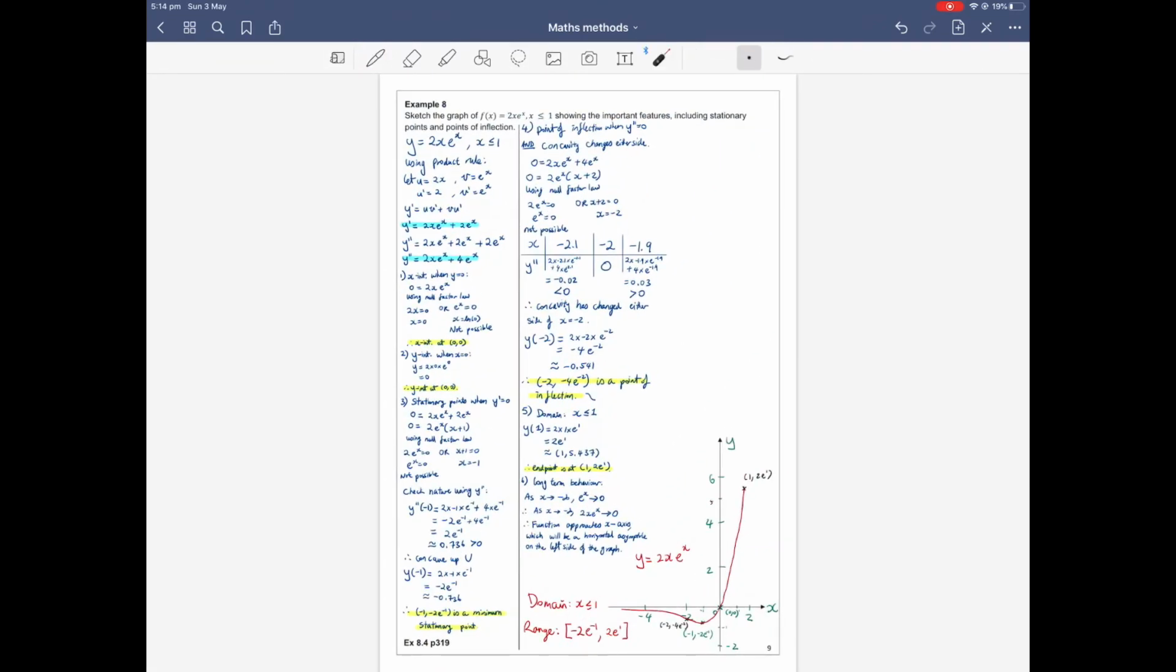That's it. So sketching curves following the 1, 2, 3, 4, 5, 6 step.